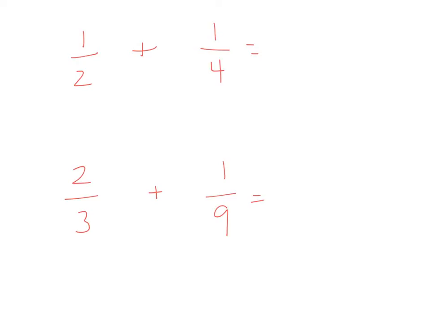So let's look at this first problem here. We have 1/2 and then 1/4. My first question is, how can I make these denominators the same number? I have 2 and I have 4. I ask myself, could I multiply either one of these numbers to be the same as the other? Well, I know that 2 times 2 is 4. So I'm just going to write this in here in blue. I'm going to say 2 times 2 is 4.